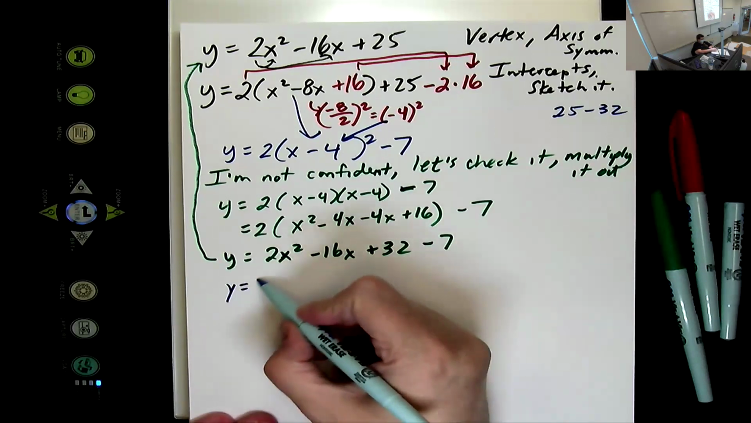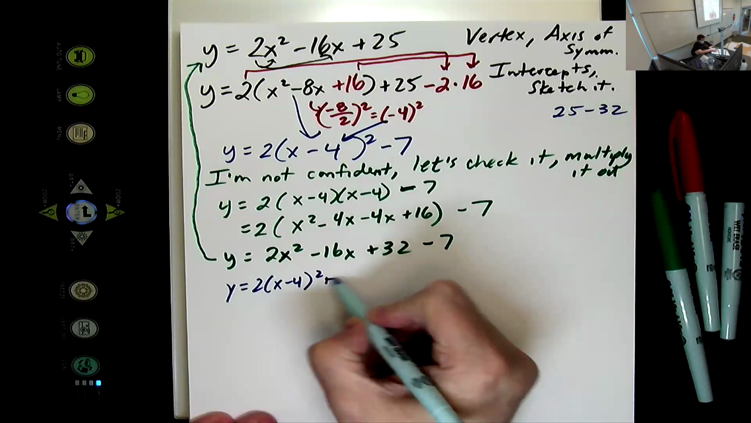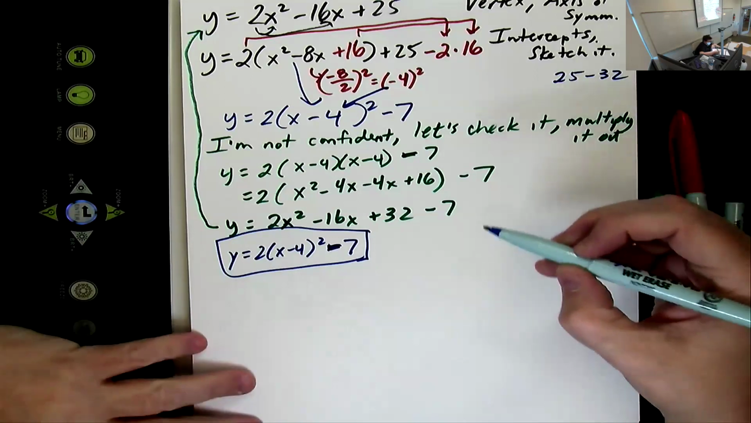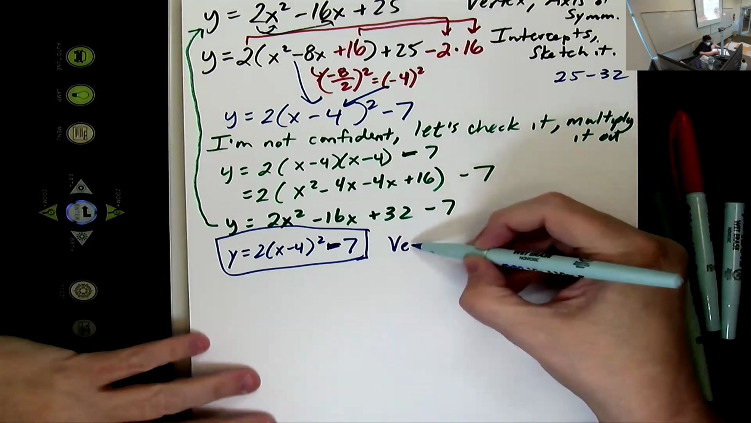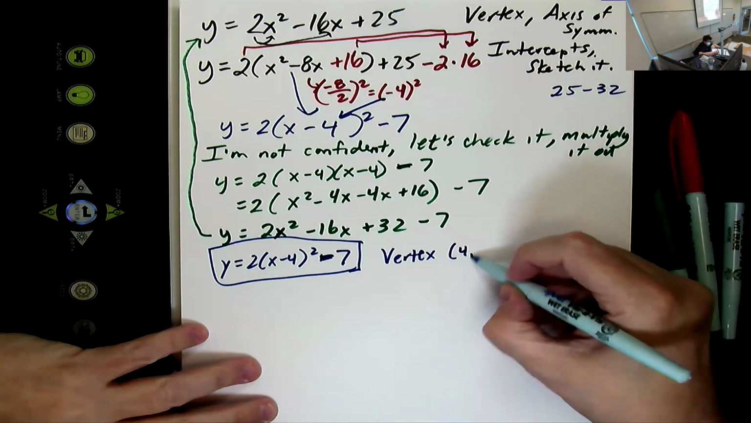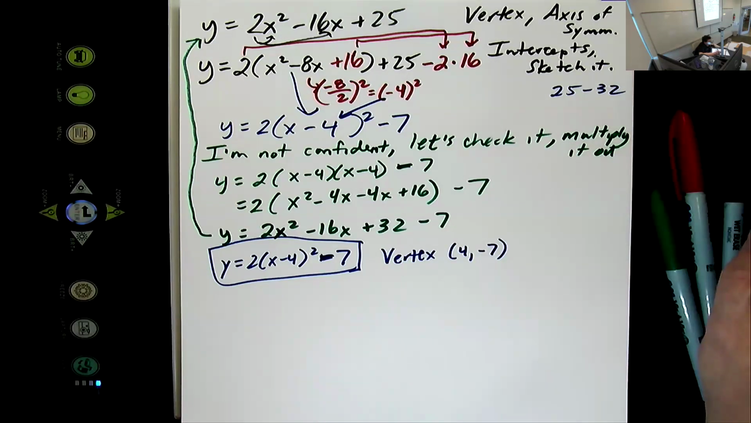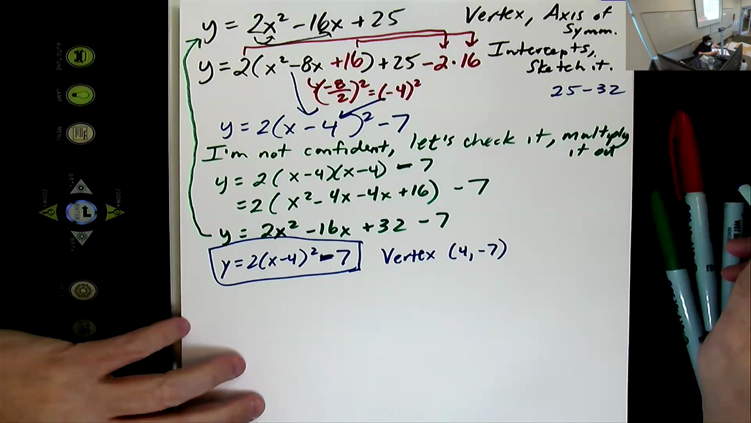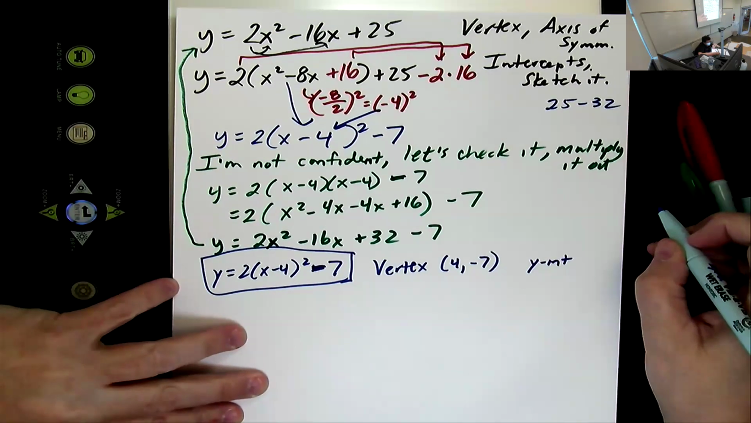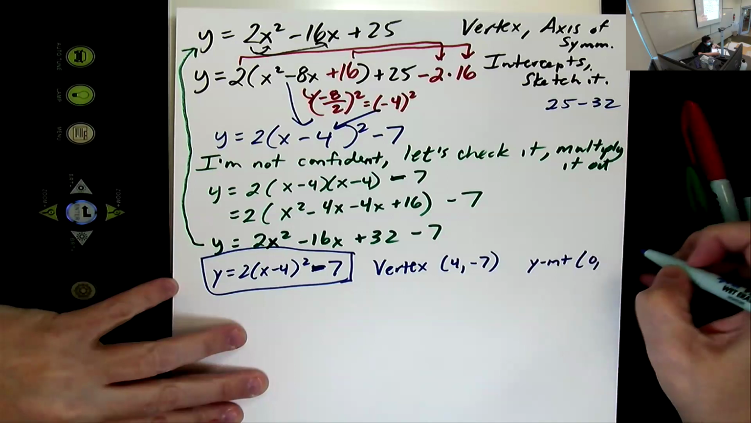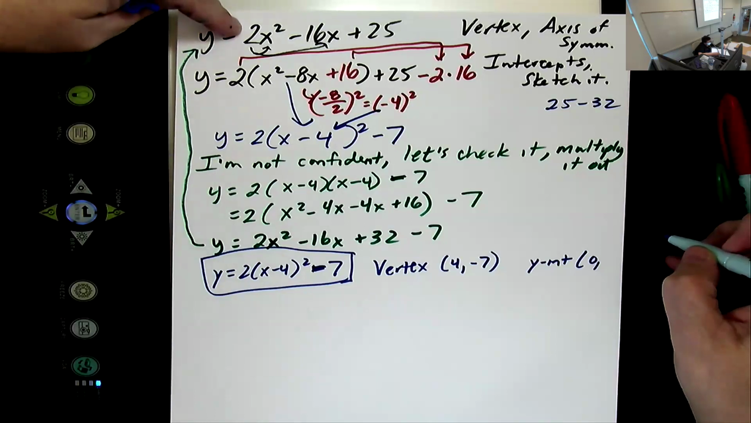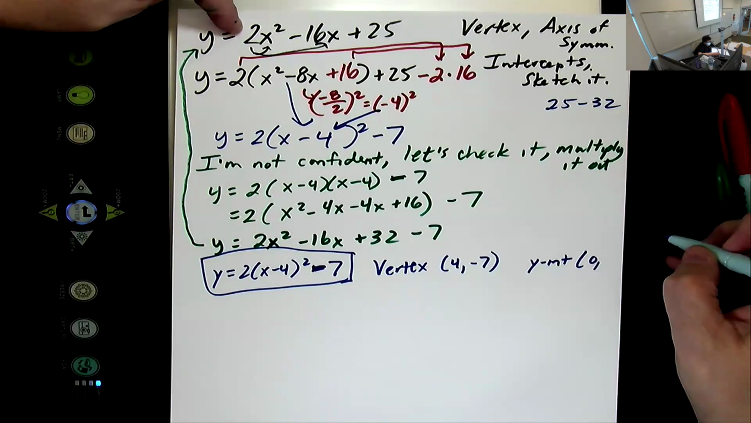So real quick check, just confirmed I had it right. What's the vertex here? A positive 4 and negative 7. The y-intercept is really, really easy. What's the y-intercept? Y-intercept is when x equals 0. Don't do it in this one. If I plug in 0 for x, what do I have left? 25.